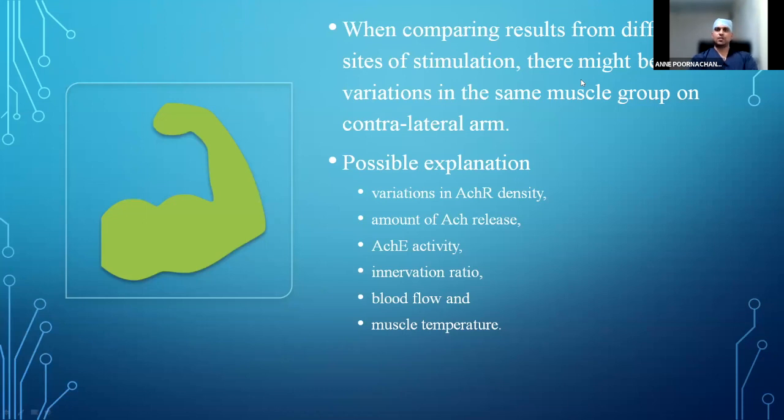So coming to monitoring neuromuscular transmission, we should not compare results of one muscle group with another muscle group. And in fact, not even the same muscle group on the contralateral arm. The possible explanations are variations in acetylcholine receptor density, amount of acetylcholine release, blood flow, innervation ratio, and muscle temperature. There could be differences of temperature between the arms, so that would bring about variations in the response.